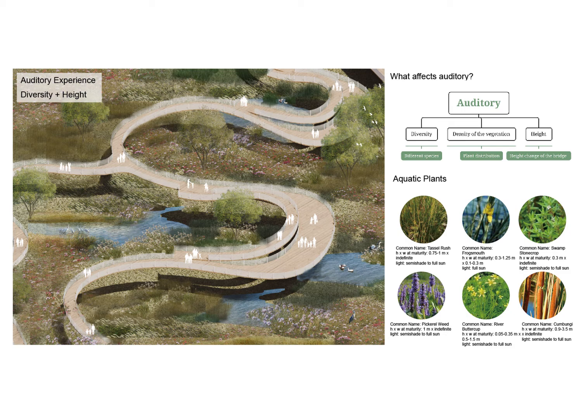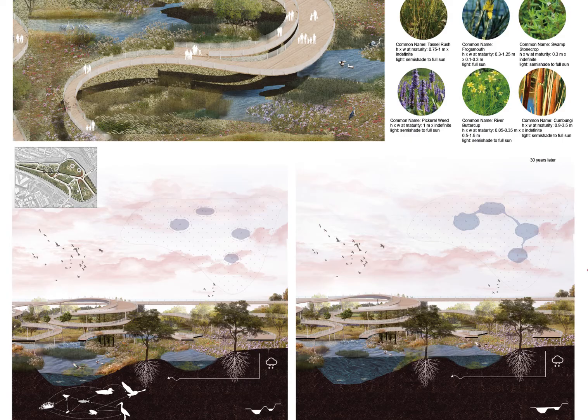And the main factors that affect the auditory are the species diversity, distribution of the plants, and the height of the corridor. So the first thing is at the wetland, where people walk on the splitting up corridor to listen to the sound of the species. The sectional perspective shows the types of species that people hear. The species with plants form a food chain so that the whole site develops harmoniously. And the right-hand side one shows the view 30 years later, where the separated ponds are connected and the ecosystem is more mature.